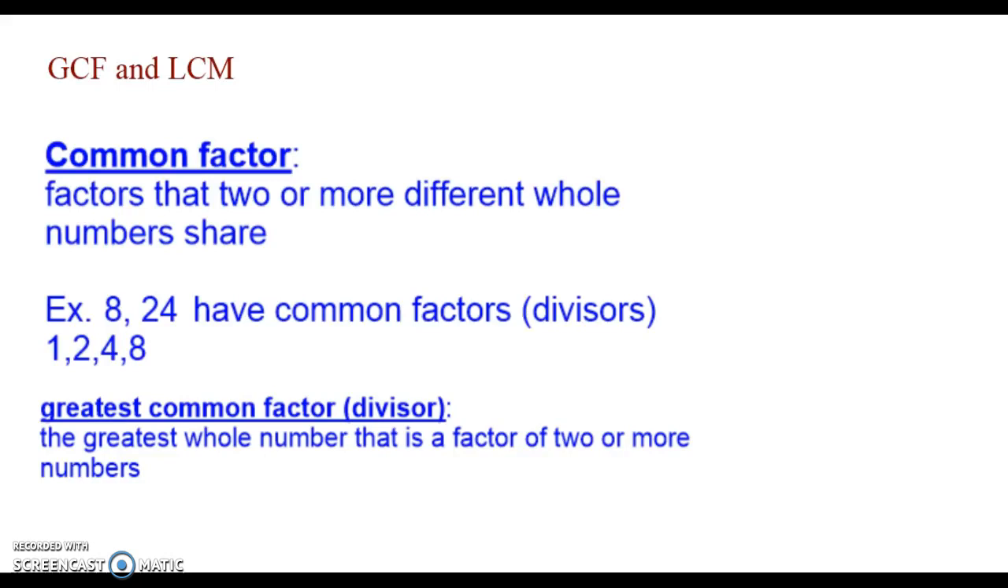So for example, if you look at the numbers 8 and 24, and we listed out their factors, they have 1, 2, 4, and 8 in common. So the greatest common factor is the greatest whole number that is a factor of two or more numbers. So in this example, although they have 1, 2, 4, and 8 in common, the greatest number there is 8. So the GCF, or the greatest common factor, for 8 and 24 would be 8.